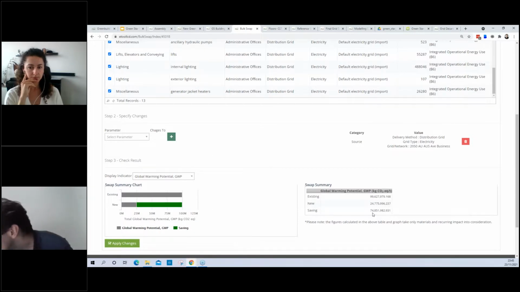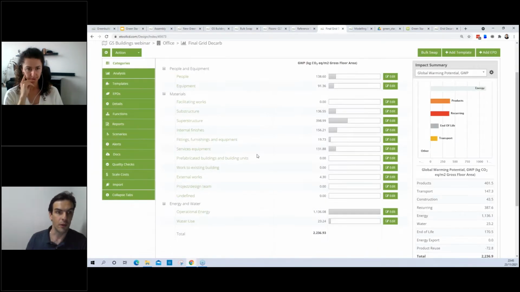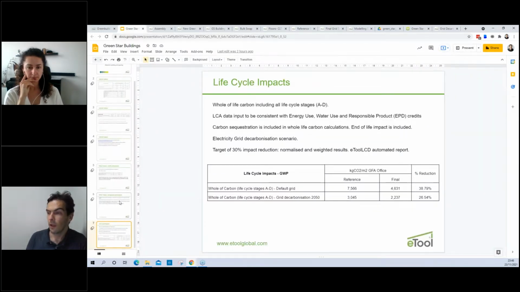There's already 74,000 tons of carbon saved. So this is how you create that grid decarb scenario and arrive at a model like this. So you get your grid decarb for the reference and also your grid decarb for your final, and you can extract the information here to report your life cycle impacts.